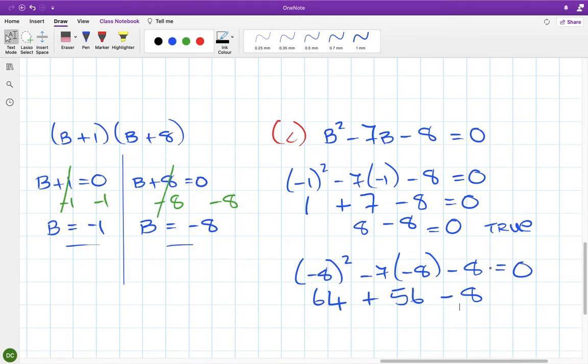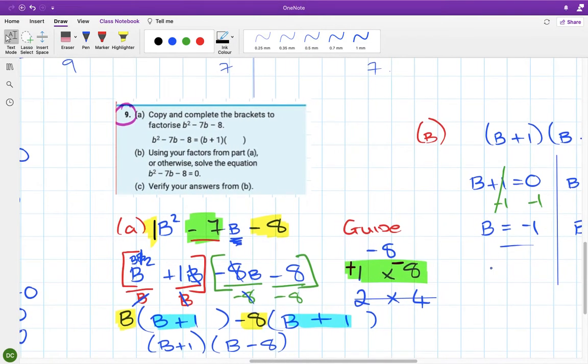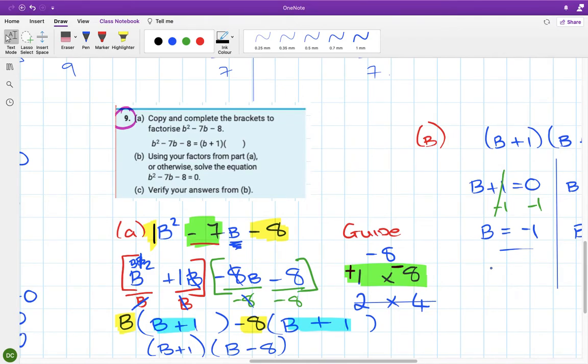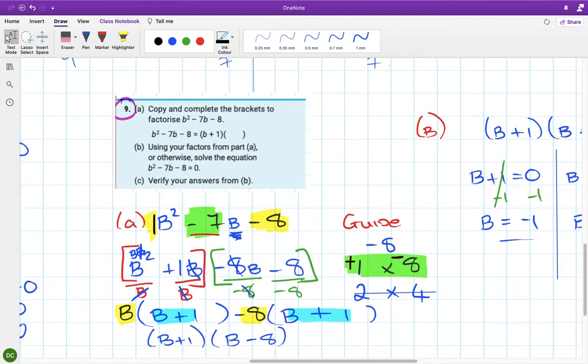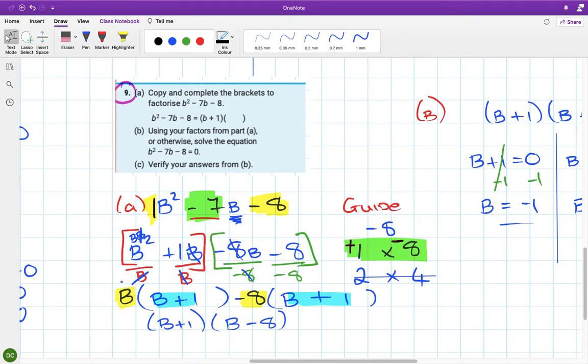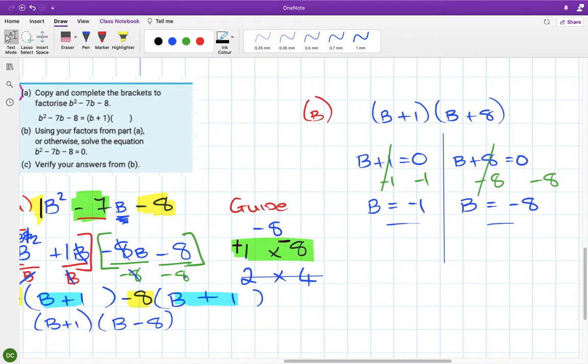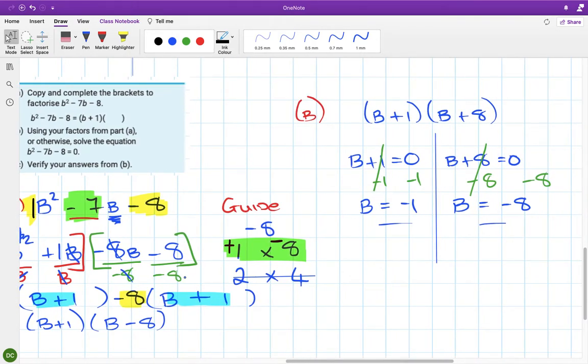Now, that one does not seem to verify. Just let me check I didn't do anything stupid again like I did the other day. So b squared minus 7b minus 8. That seems right. B squared plus, took out the minus 8, which seems fine. Oh, I totally did do something stupid. So my two answers down here were b plus 1 and b minus 8.